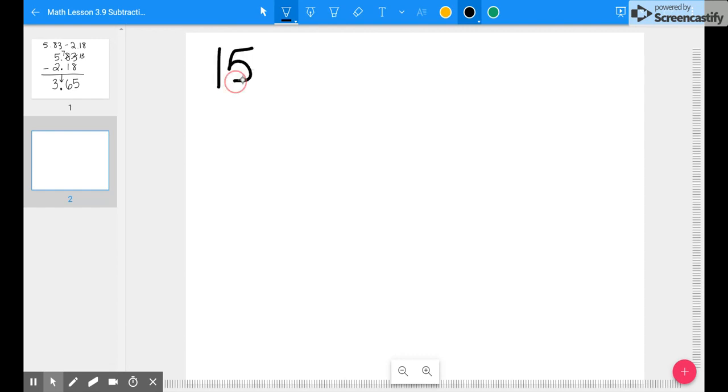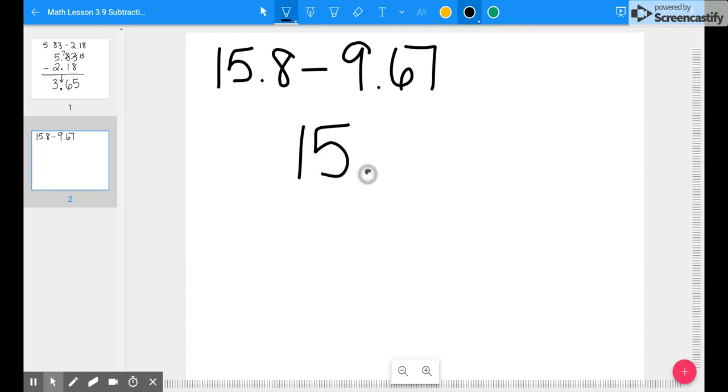Let's do 15 and 8 tenths minus 9 and 67 hundredths. Well, my first step is to line up my place values and line up my numbers and line up my decimal points. So I'm going to start with what I have first, 15 and 8 tenths minus, oh, well, I don't have a number in the tens place value, but I do have the 9, which is in the ones place value. So 9 decimal points get lined up.